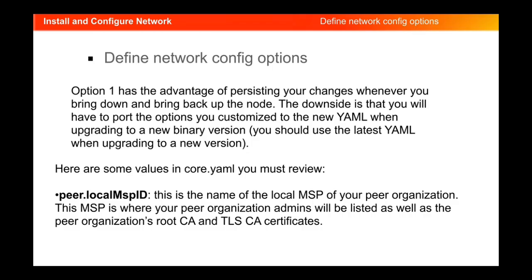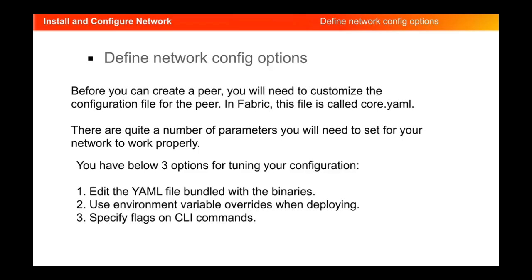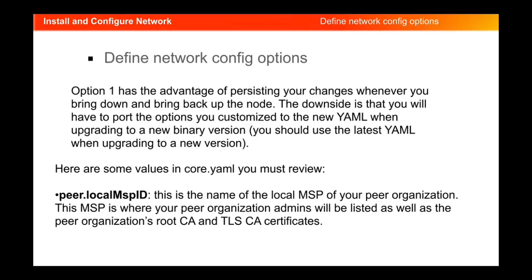But if you use the other two options, environment variables and specifying the flag, that means it is not persistent. Every time an environment variable is used to override, it will override the existing YAML file, and it is not persistent if your network goes down. The same thing goes with CLI commands as well. These are some of the properties present in core.yaml that are explained here.